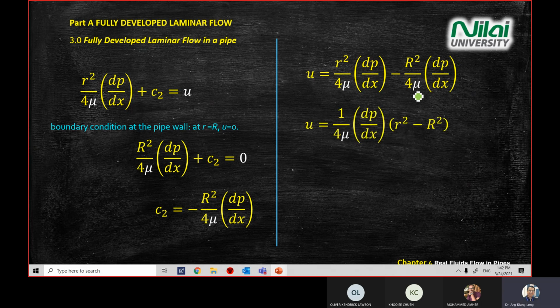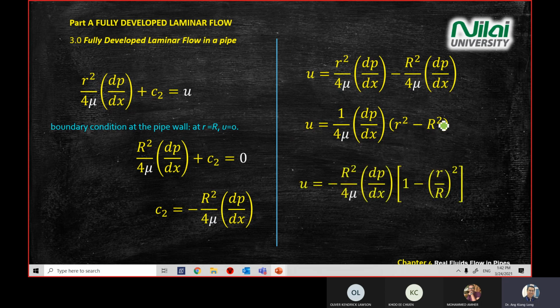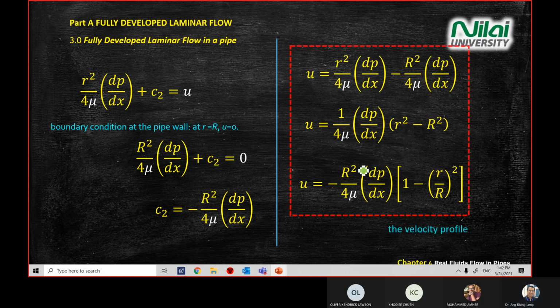Then for the rest, you just rewrite the equation, factoring out the same dp/dx and 1/4 mu, so you only have r squared minus R squared, or you can rewrite it in terms of the ratio of r divided by R. There are three formats. So remember, you have three formats of the velocity profile for laminar flow in a pipe, and this laminar flow happens in a fully developed scenario of the pipe.